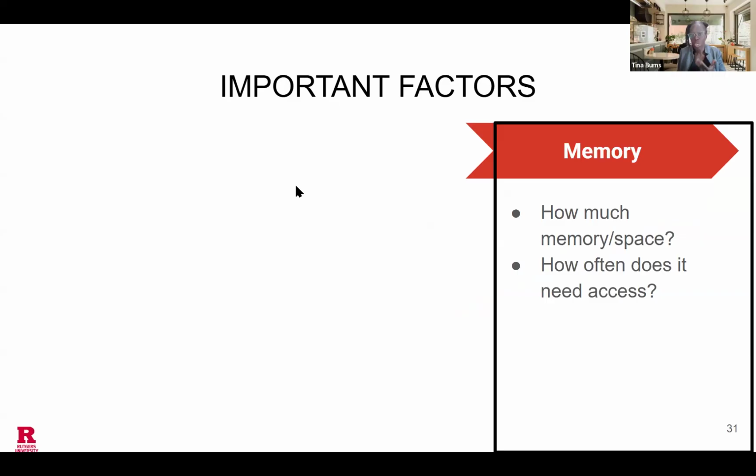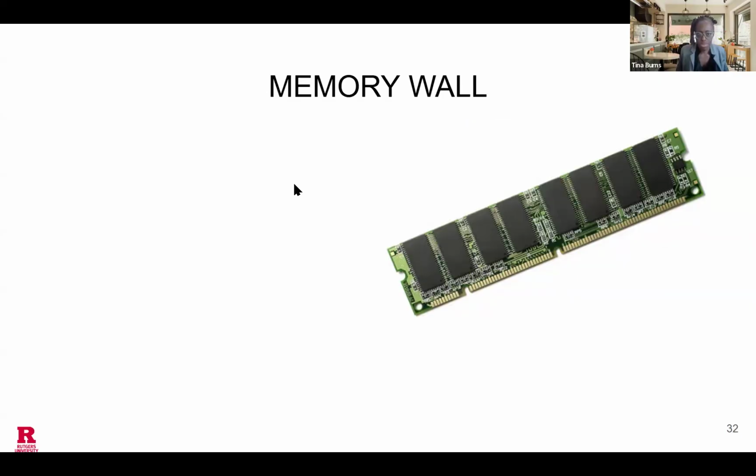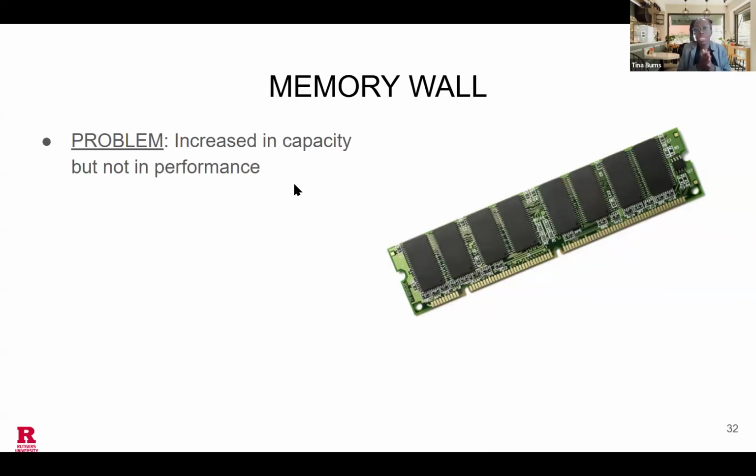Everything that you need to do, you're going to need to pull from memory. What commands am I sending? Well, I have that stored somewhere on memory. What data am I getting? I have that somewhere stored on memory, right? So the questions are generally how much space do I have, and how often does it need access? The memory wall is basically stating that as you increase capacity, you're not always going to increase in performance. And here's why.